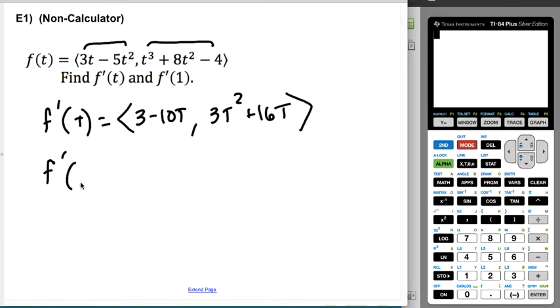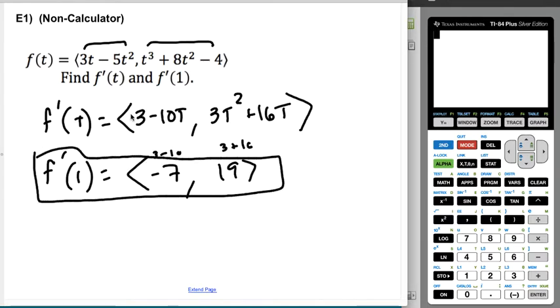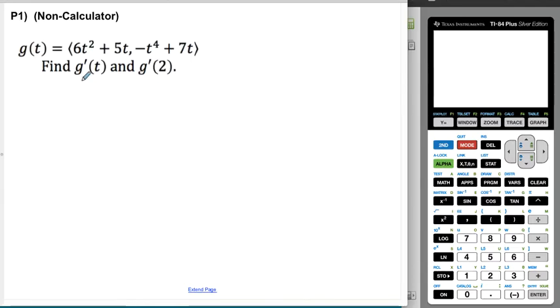And then f prime of 1 is just going to be what happens when I plug a 1 in. So 3 minus 10 should give me a -7, and 3 plus 16 should give me a 19. So there's my f prime of 1. And that's it. Go ahead and give the same thing a try.